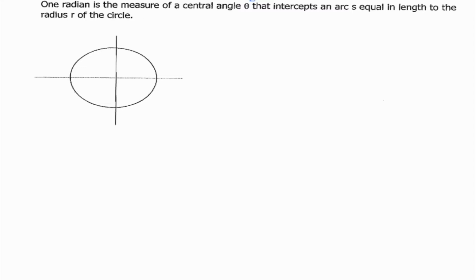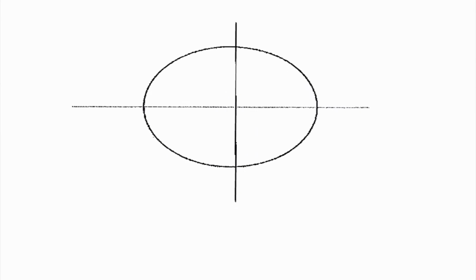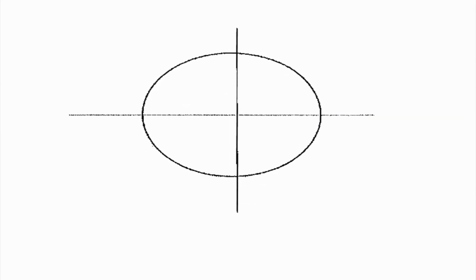So you might be thinking, okay, that's great, Miss Miklos, but what does a radian actually represent? A radian is the measure of a central angle theta that intercepts an arc S equal in length to the radius r of the circle. So that sounds kind of weird, so let's actually break it down a little bit.